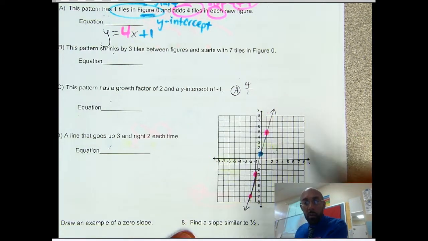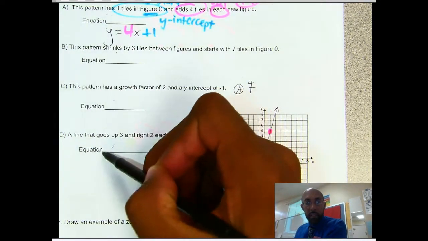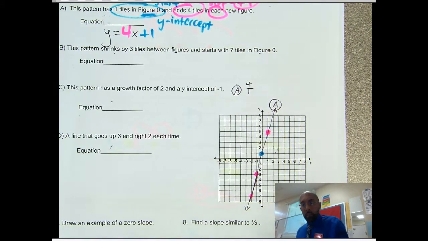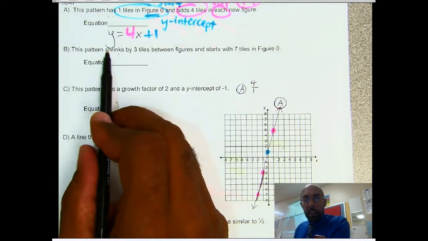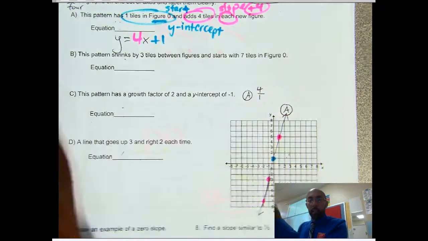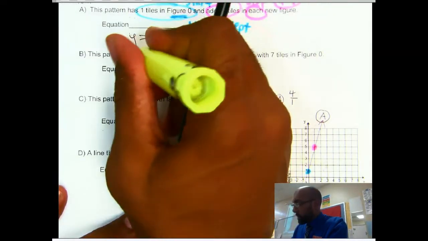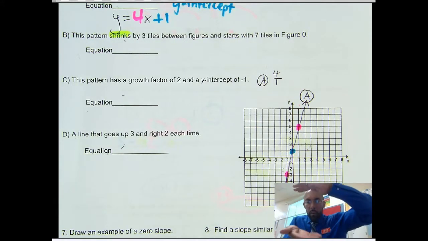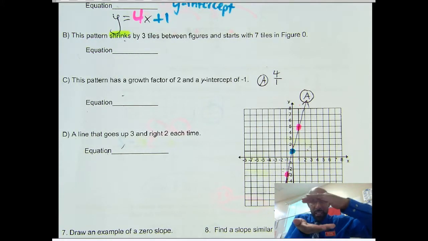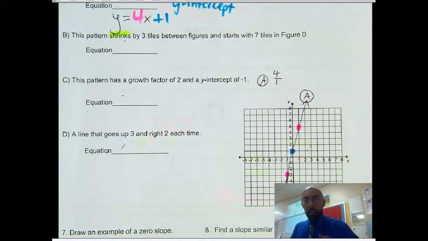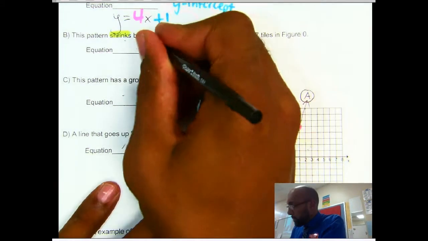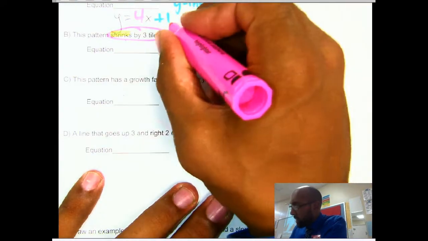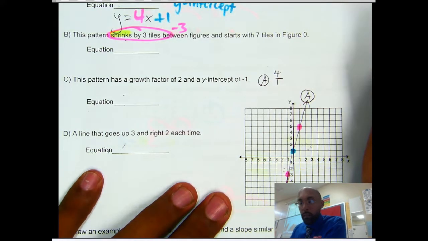Now, I want to know which line is this. Is that A, B, C, or D? So put A next to your line. That way I know which line is which. Okay? Now the next one, the pattern shrinks. That's a key word. Shrinks means it's getting smaller. Like something's shrinking, it's going from, let's say, this, and it's shrinking, getting smaller, smaller, smaller. So shrinks by 3 tiles. Shrinks meaning minus 3.